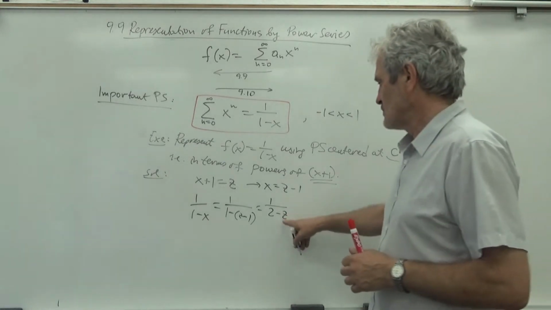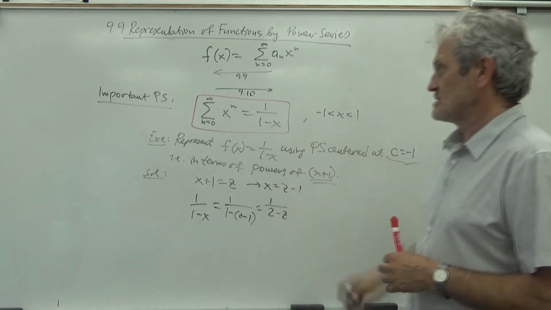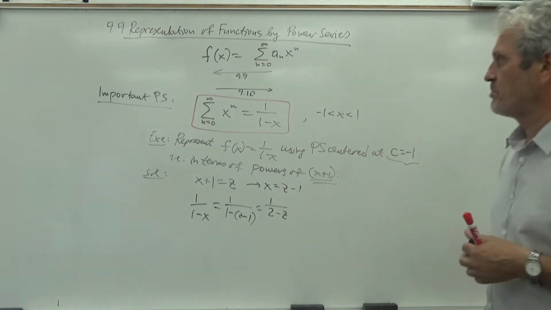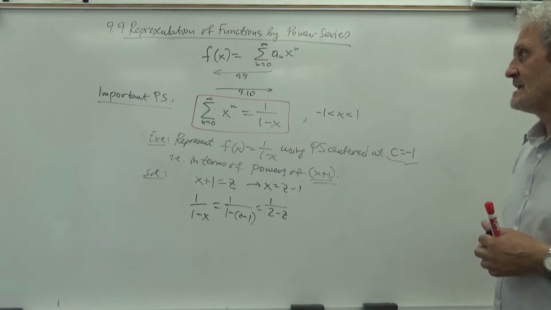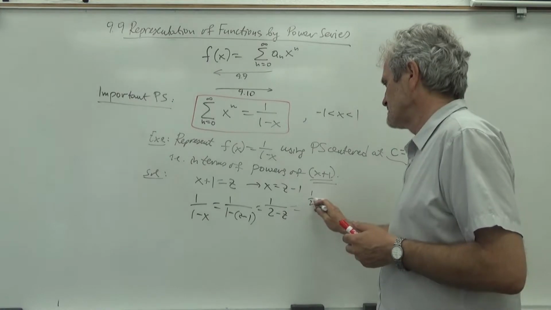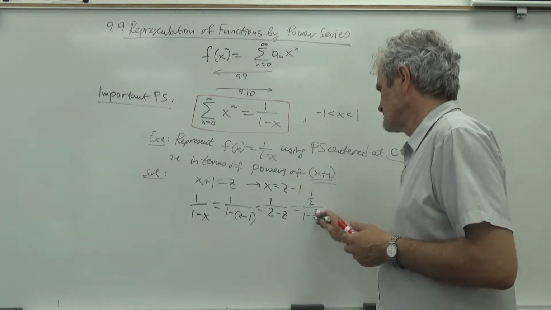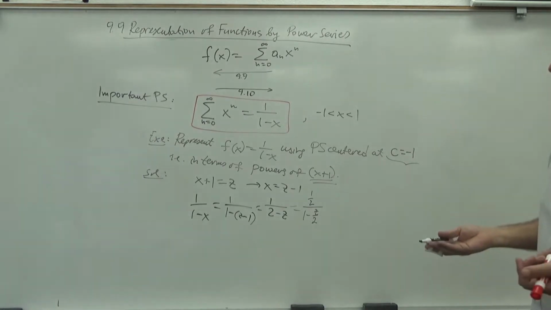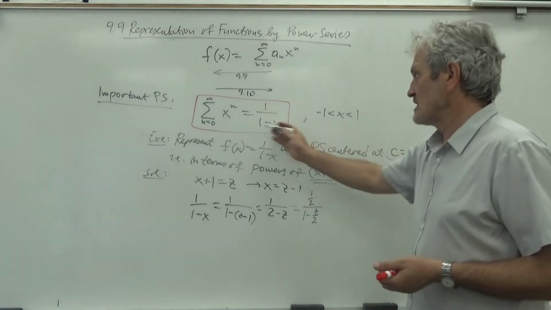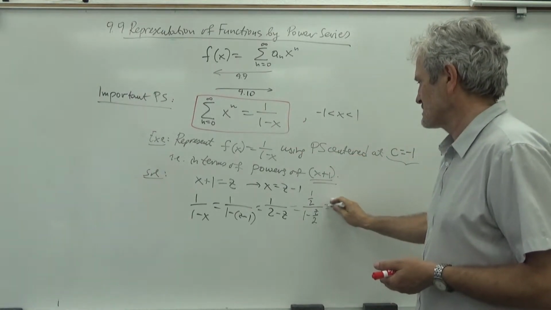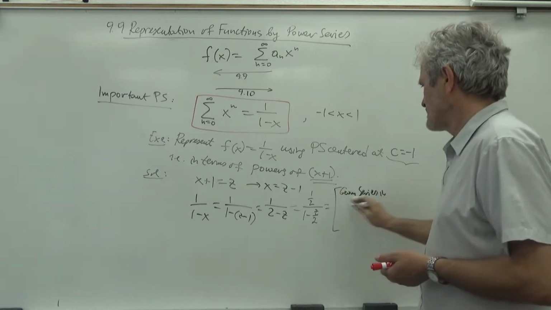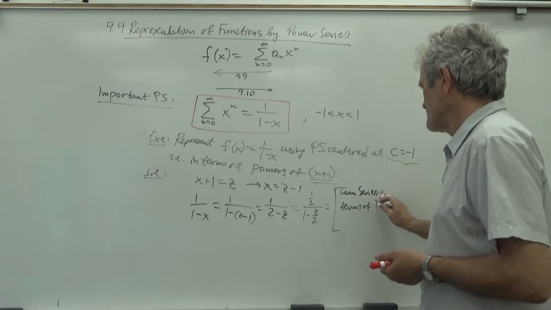So here it is. How do I represent this 1 over 2 minus z using the formula in the box? The crucial thing in the box, because x could be any expression, is that the number 1 has to be there. So I'll divide by 2 up and down. And now I can use this boxed formula, but of course z over 2 stands for x. So it is a geometric series in terms of z over 2.